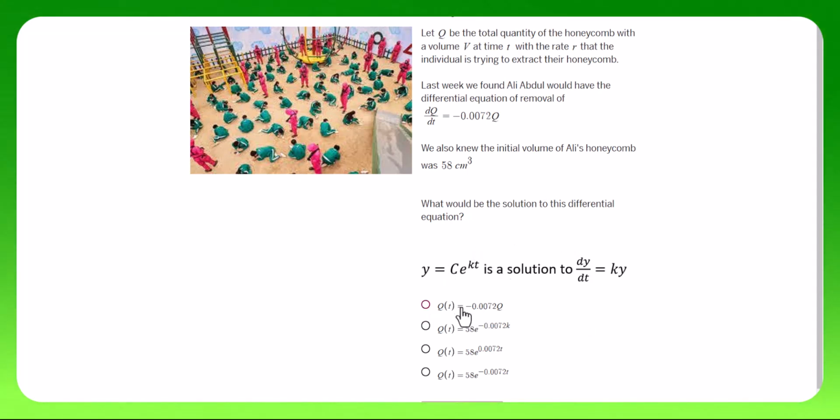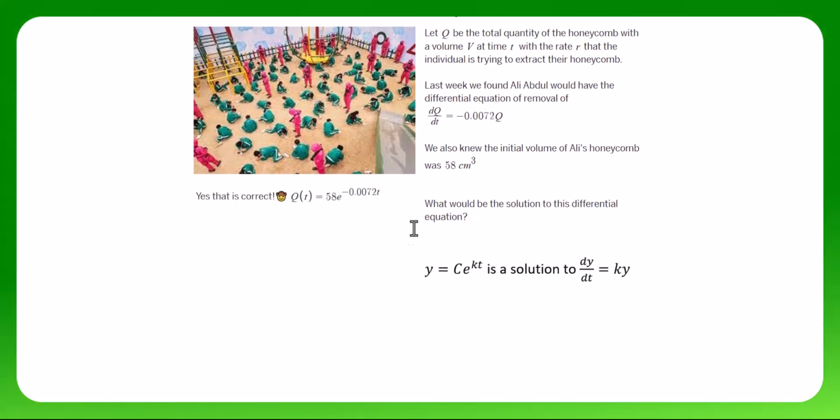So I know it can't be that one, right? And so it says the initial volume. So the initial is if you let T equals 0, then your initial would be 58. So I know it can't be this one because K is the negative 0.0072. And I know it can't be this one because it's not negative. So it must be that one. Yes, that is correct. Thank you, cowboy emoji.